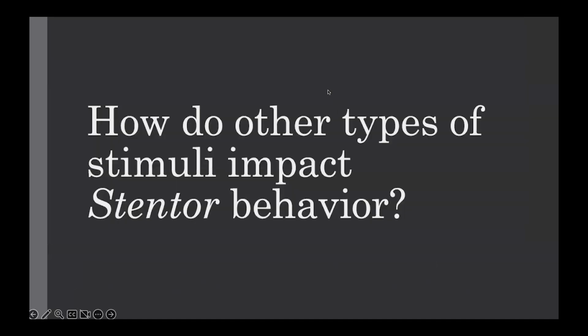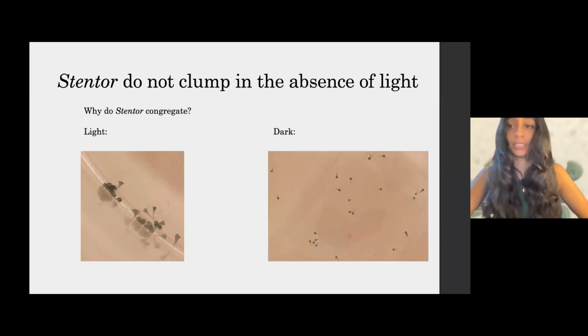I was also interested in finding out how other types of stimuli impact stentor behavior. I've only talked about mechanical stimuli so far, but stentor live in a messy pond environment and they're interacting with all sorts of complex challenges. And one of those challenges is light. Stentor have negative phototaxis, which means that they swim away from light. And this has consequences for stentor learning. Other people have done experiments to see if stentor can habituate in response to light, and it turns out they can, but it's a separate pathway than habituating to mechanical stimuli.